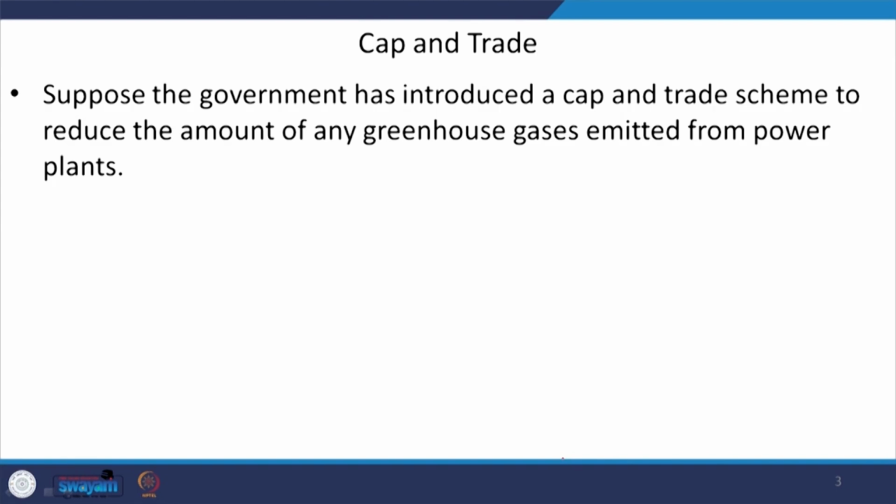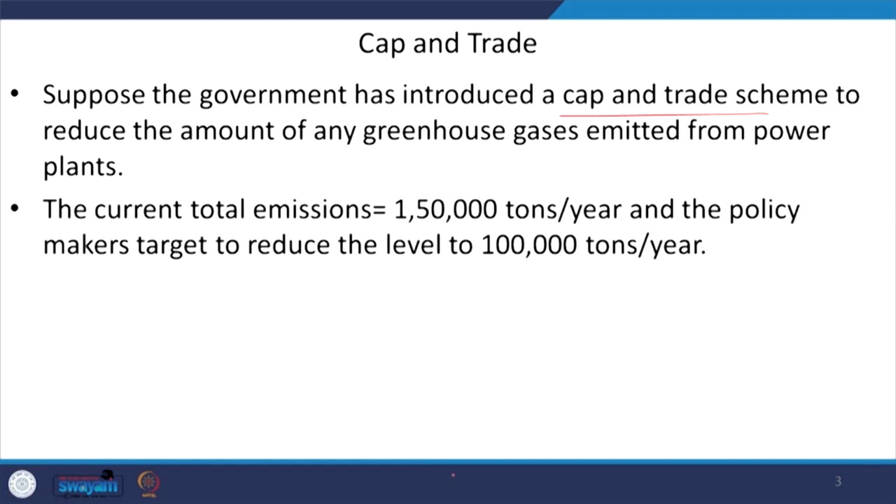Suppose the government has introduced this cap and trade scheme in order to reduce the greenhouse gas emissions that are emitted from power plants. Here the current total emissions estimated is 1,50,000 tons per year, and the policy makers obviously want to reduce this level from 1,50,000 tons per year to 1,00,000 tons per year. So, this is the cap the government has fixed.